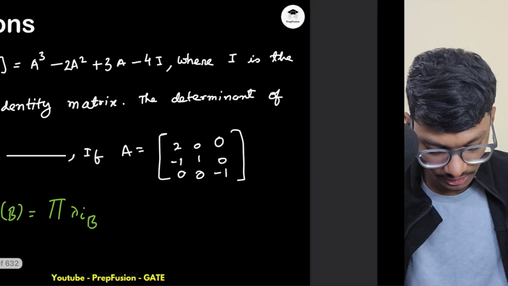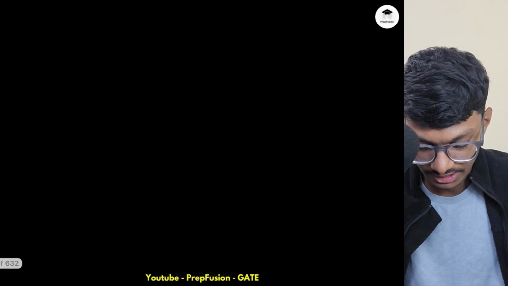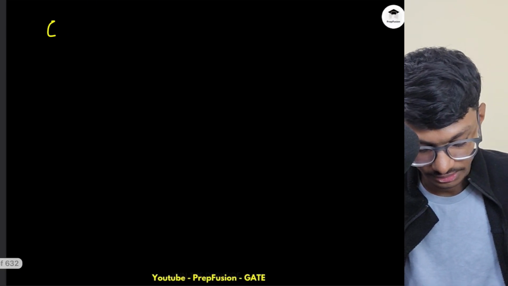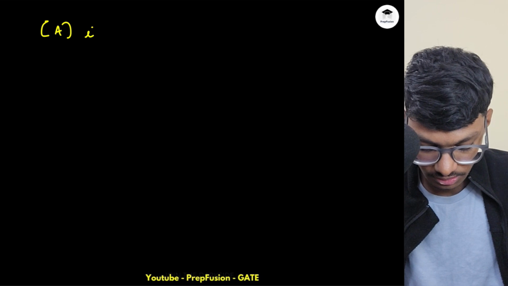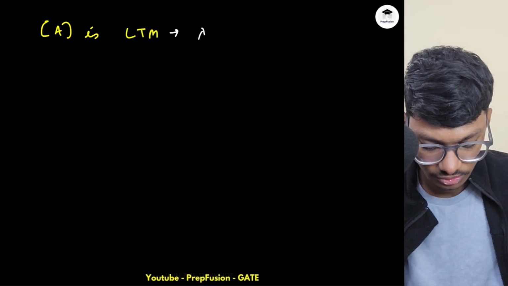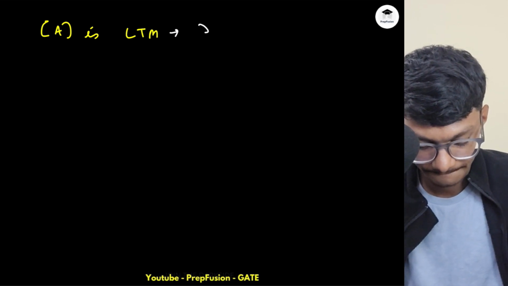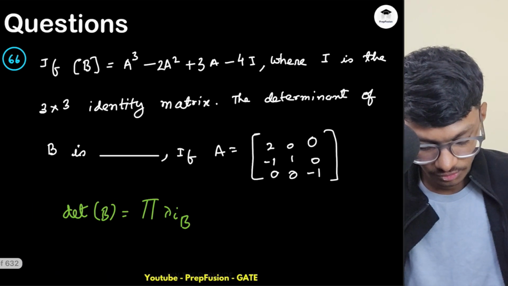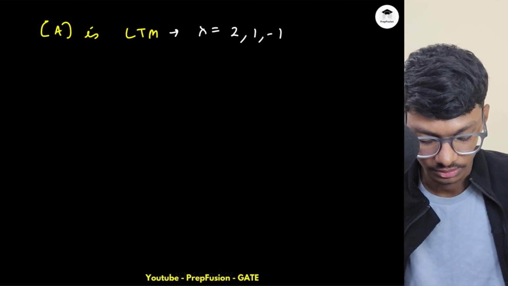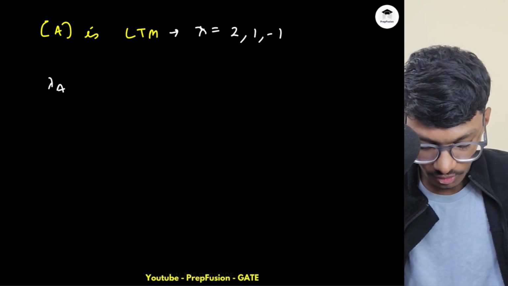Basically I have to find lambda B, right? So what are the eigenvalues of this? A is a lower triangular matrix. So basically the diagonal elements will be my eigenvalues. So what are my diagonal elements? My eigenvalues are 2, 1, minus 1.